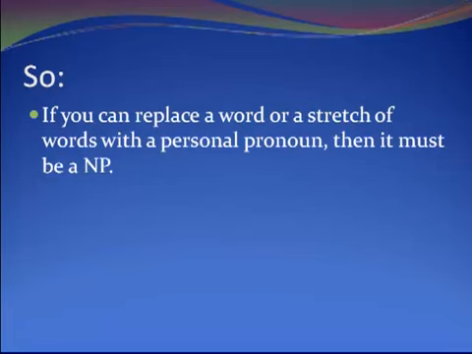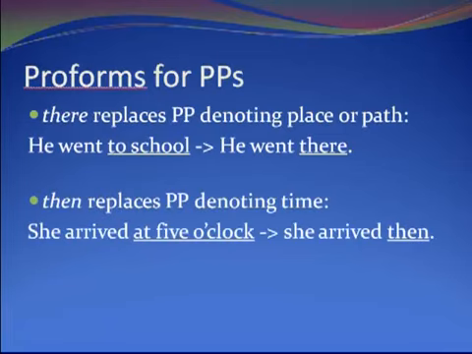Okay, now we can also do substitution for prepositional phrases. And the forms that we use for those is there, and there replaces a prepositional phrase which picks out a place or a path. So you can say he went to school, that's a sort of path, and you can say he went there. Now, if you can replace a stretch of words with there, then it's a prepositional phrase.